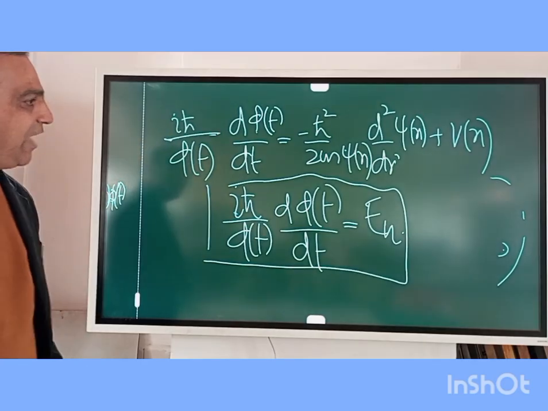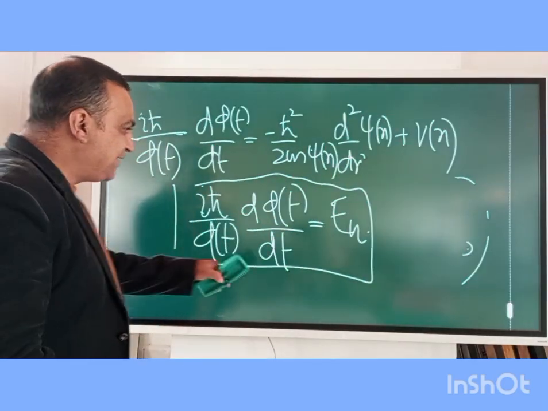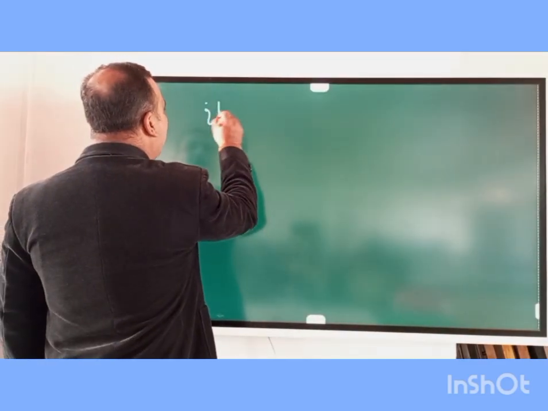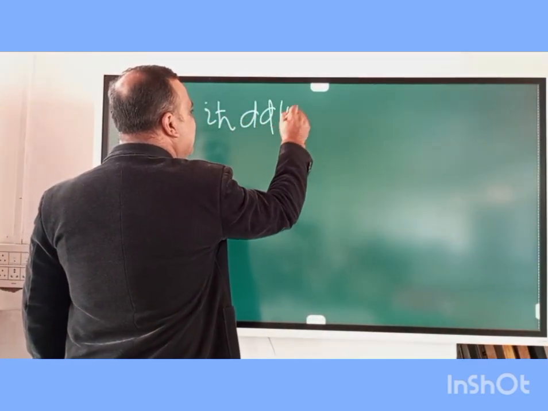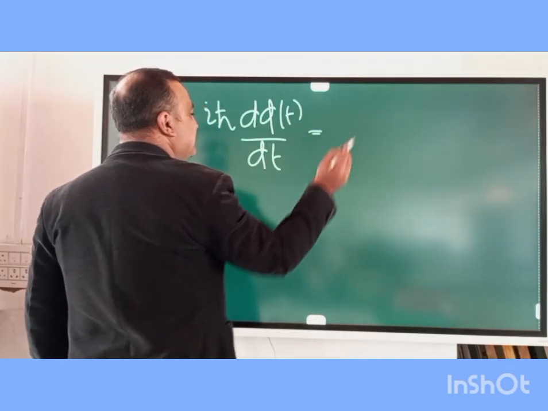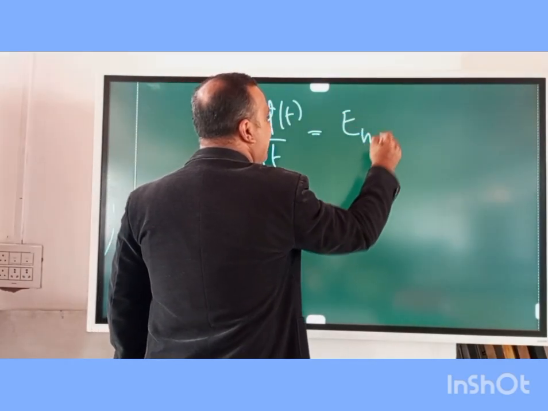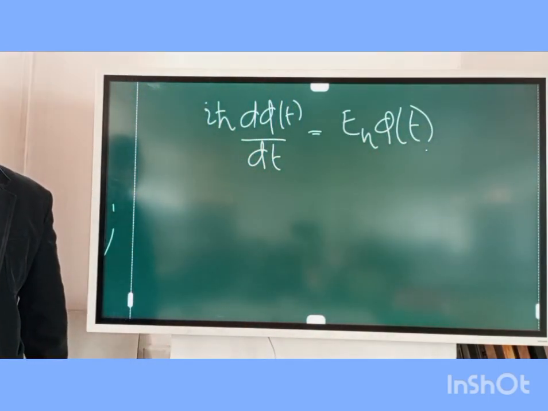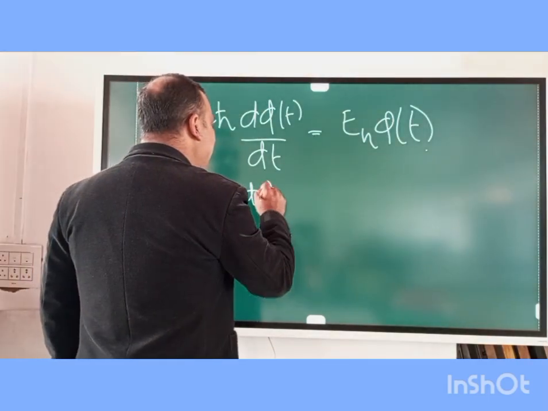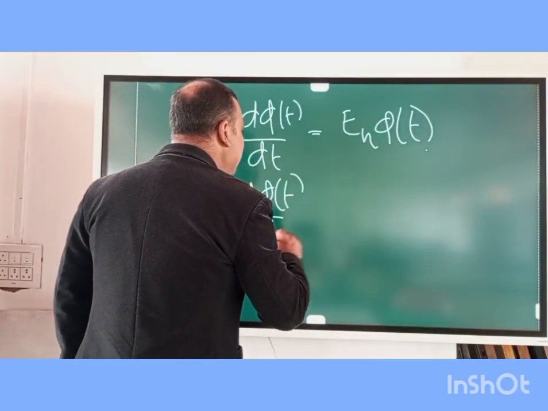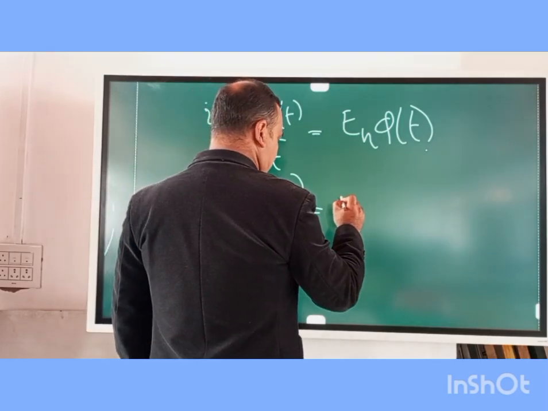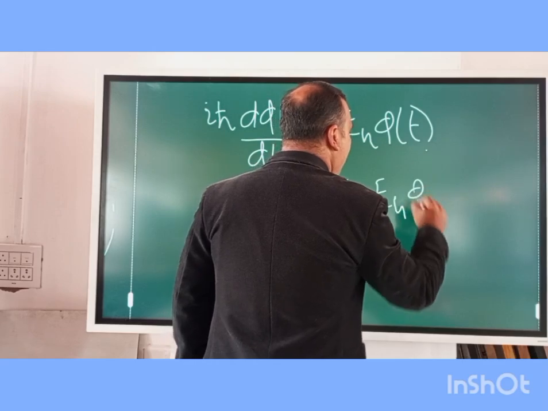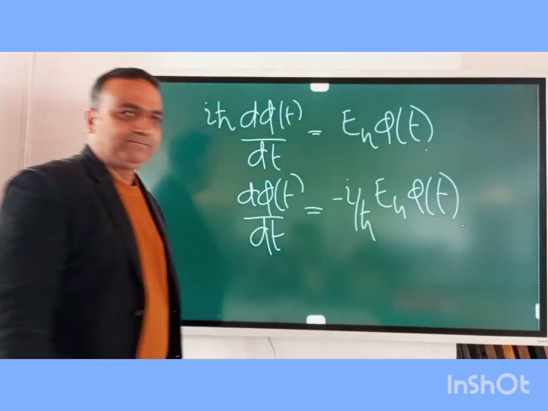Right? Now let's see how we go on from here. Okay, this is your differential equation. So can we write it like this? This is my iħ. Then I have dφ(t)/dt is Eₙφ(t). Is it right? I can do that. So this is dφ(t)/dt is minus i/ħ Eₙφ(t). Right?